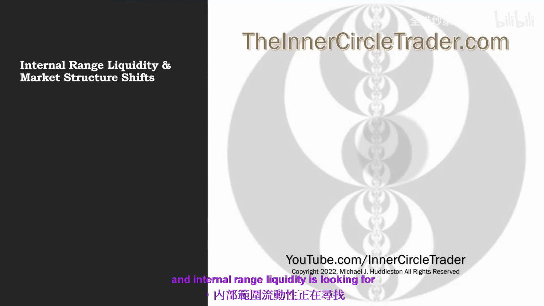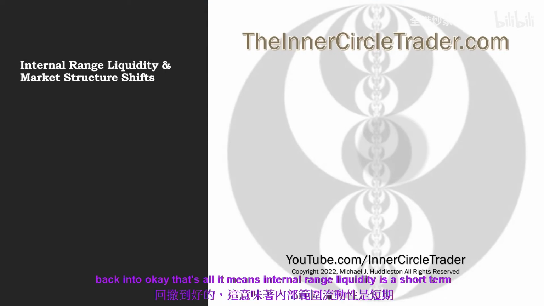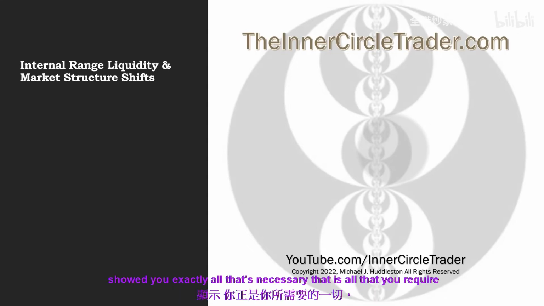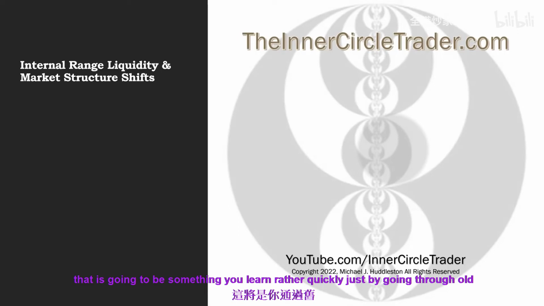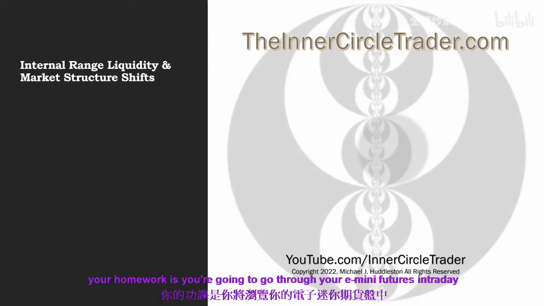All right, so we talked about internal range liquidity, and internal range liquidity is looking for short-term lows or short-term highs inside a price leg that we're retracing back into. Okay, that's all it means, internal range. Liquidity is a short-term high or low with stops above or below it, or an imbalance in that same range of price action. And I taught you market structure shifts. Showed you exactly all that's necessary. That is all that you require. And the skill set of identifying pools of liquidity, that is going to be something you learn rather quickly just by going through old data and looking at the times of the day I gave you in this lecture.